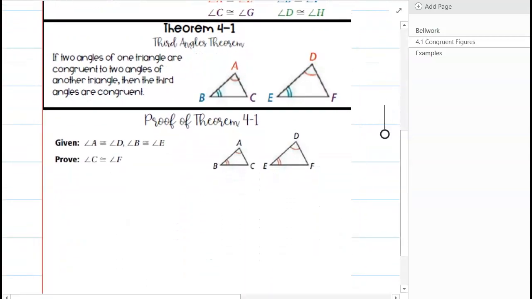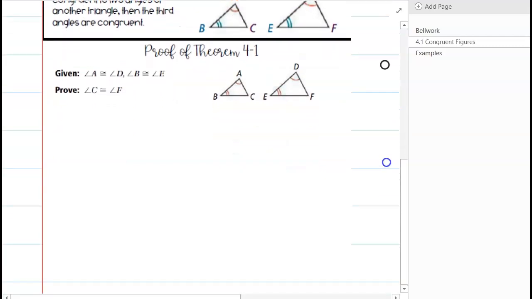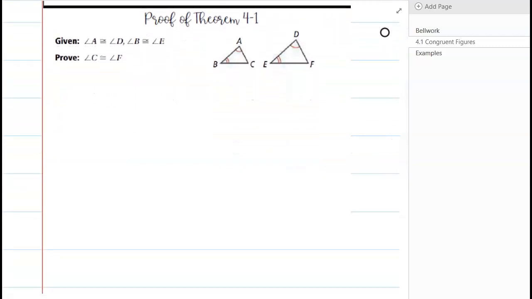The theorem that you guys copied in your flip book is the third angles theorem, which basically says you have these two triangles. In these two triangles, two of the angles are congruent to the other two angles. If that's true, if these two angles are congruent to these two angles, the third angle is also congruent. Okay, so that's the theorem that you wrote in your flip book. And what we're going to do, get right into proof. Start off chapter 4 on a green note, and we are going to prove that theorem.